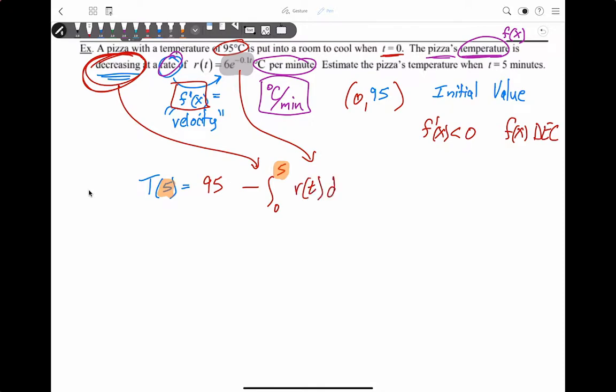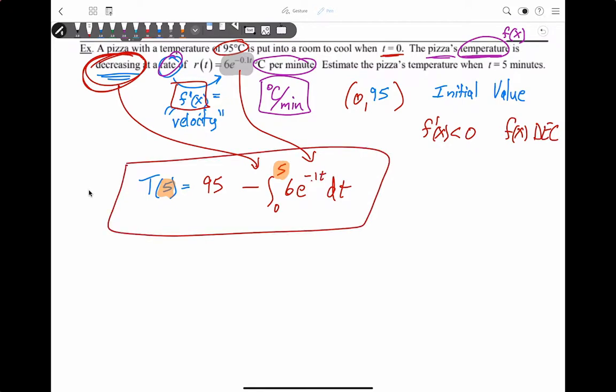And you can write it like this if you want as well, or you can just substitute whatever they give you and put 6e to the negative 0.1 t. This right here is going to give you your value that when you plug it in, you get what the key says of 71.392 degrees Celsius. Let's go ahead and move on.